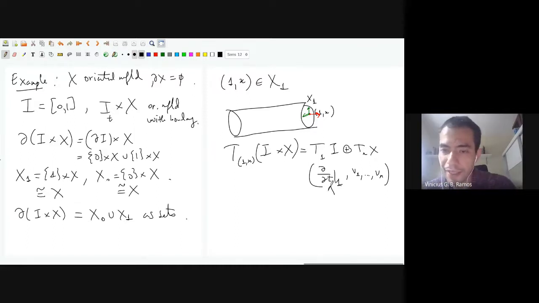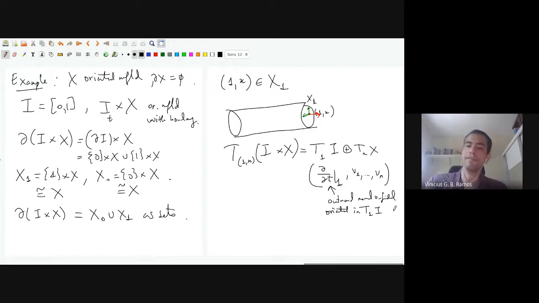Basically, because this vector is at the same time an outward normal vector field, and at the same time it is positively oriented in T1 of I, so it is pointing in the same direction as the Euclidean vector in R. So what does that mean? That means that for this point, the orientation of X1 as part of the boundary of I times X coincides with the orientation of X1 that's induced by X.